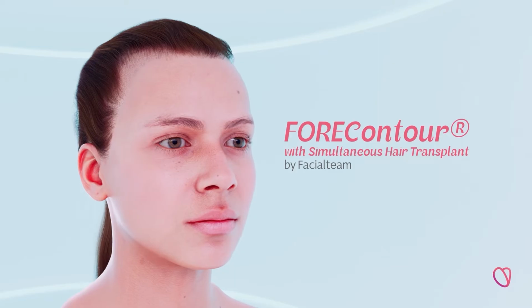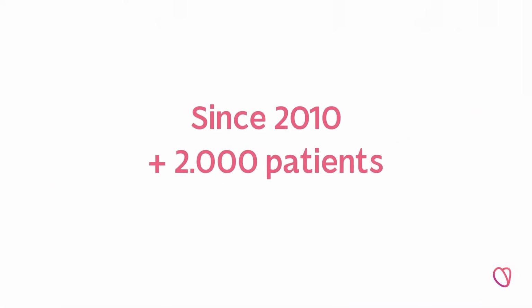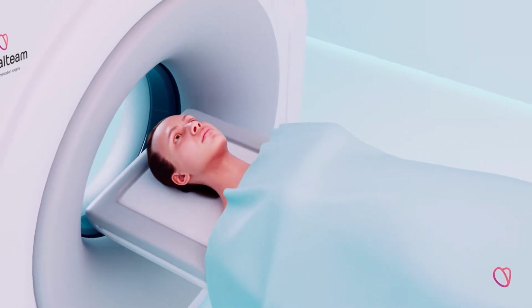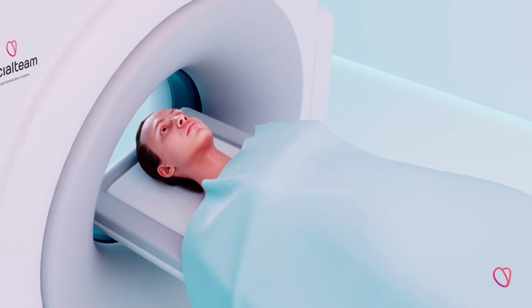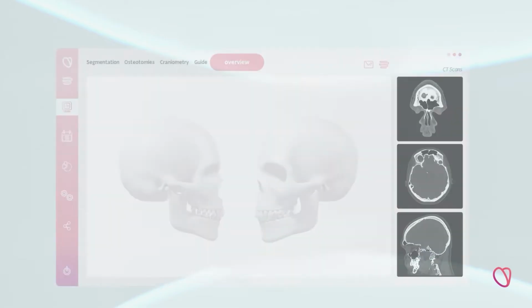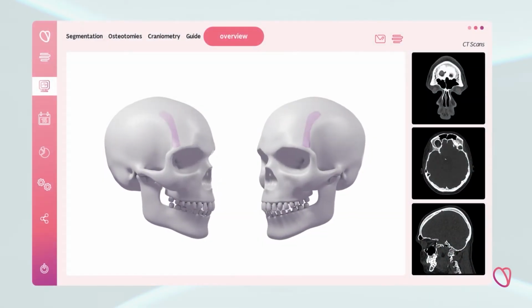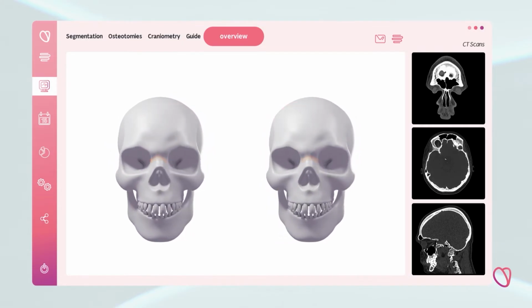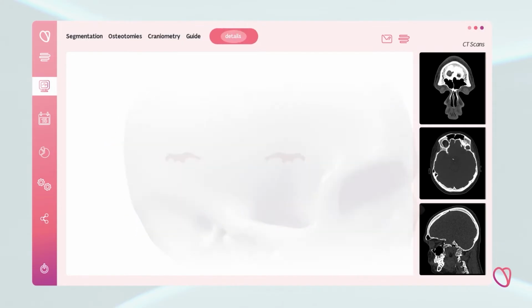Let us explain the technique behind our forehead feminization surgery after more than a decade of experience with over 2,000 patients. First, a 3D CT scan produces a detailed image of the facial structure. Then, with a surgical planning software developed by Facialteam, we determine the type of personalized reconstruction that may be required in each of the highlighted areas.